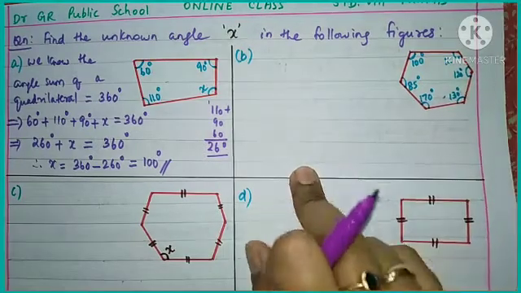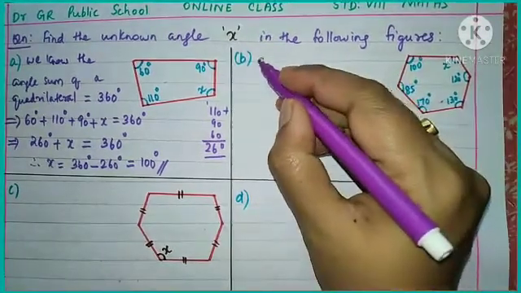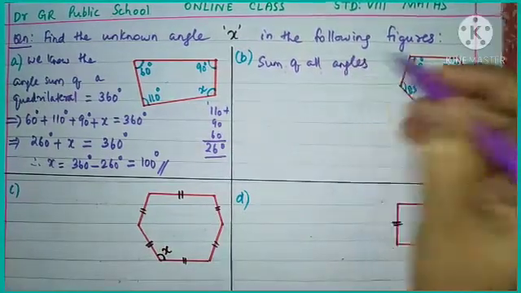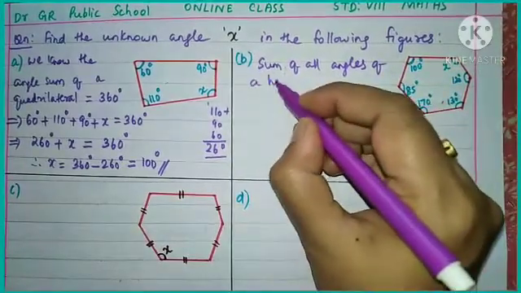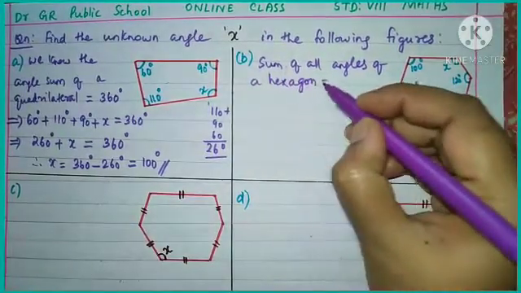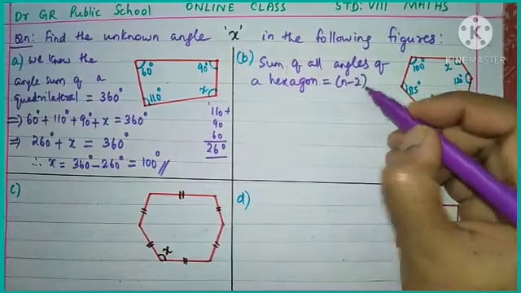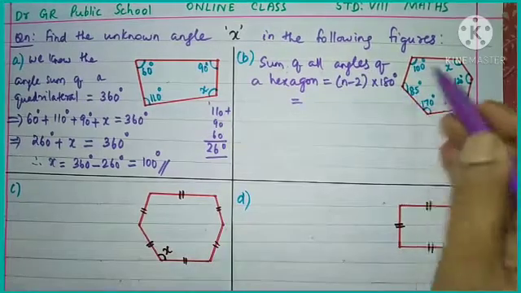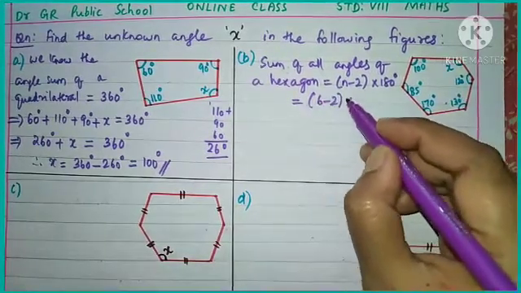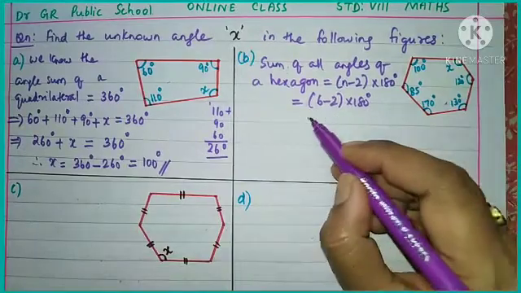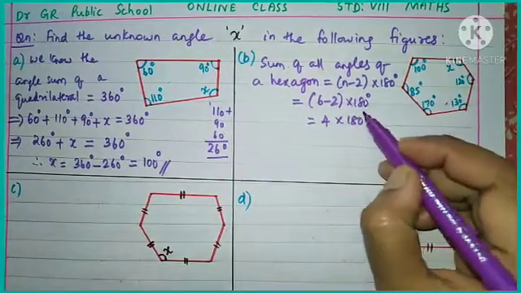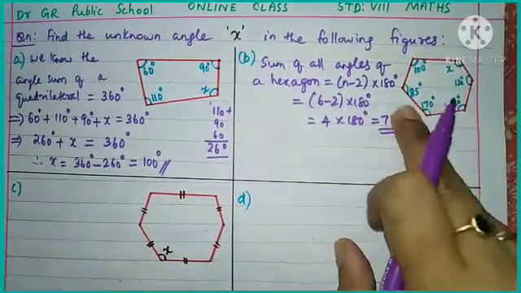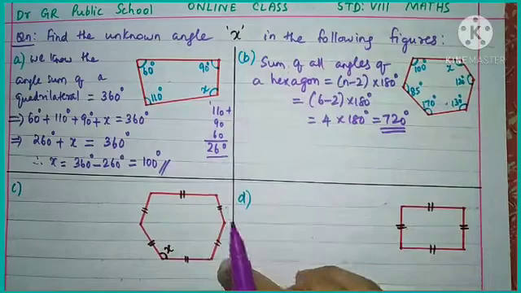Okay. Yes, so we can write down. So here, because it is a hexagon, sum of all angles of a hexagon, if you don't know, you can use this formula, n minus 2 into 180 degrees. Okay, so here n is number of sides, 6. 6 minus 2 into 180 degrees. What is that? That is 4 into 180 degrees. That is 720 degrees. So if you know directly, you can write 720 degrees. Otherwise, use this formula. Okay.